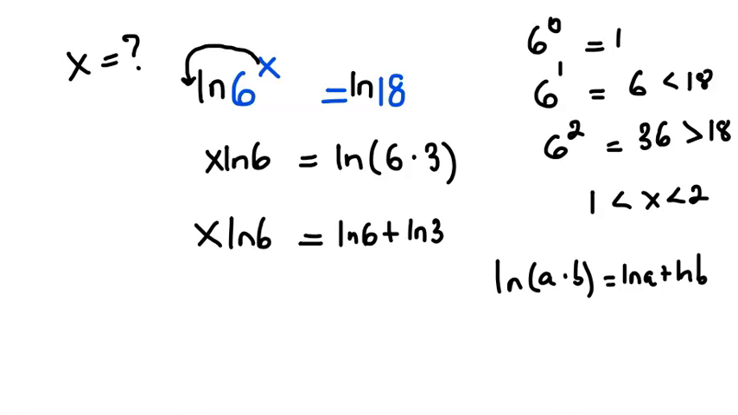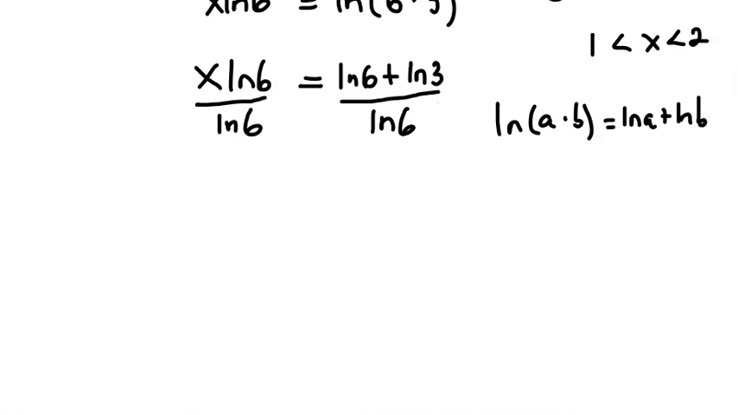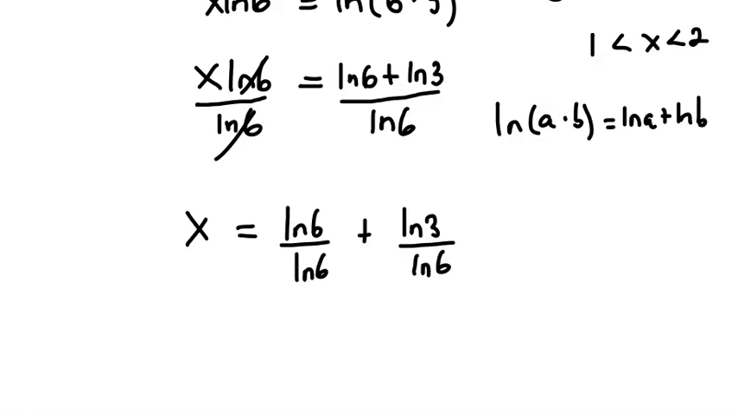Now in our next step, let us divide both sides by the coefficient of x, which is the natural log of 6. So divide the left hand side by the natural log of 6, and divide the right hand side by the natural log of 6. Now this natural log of 6 will cancel the one on the left, so we're left with x. This is equal to, let us split this denominator: the natural log of 6 divided by the natural log of 6, plus the natural log of 3 divided by the natural log of 6.